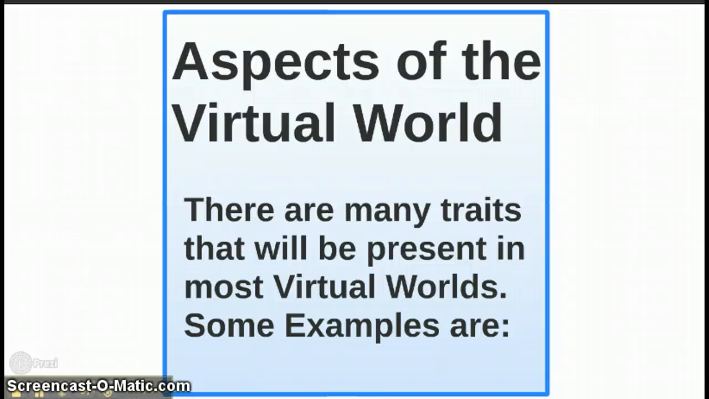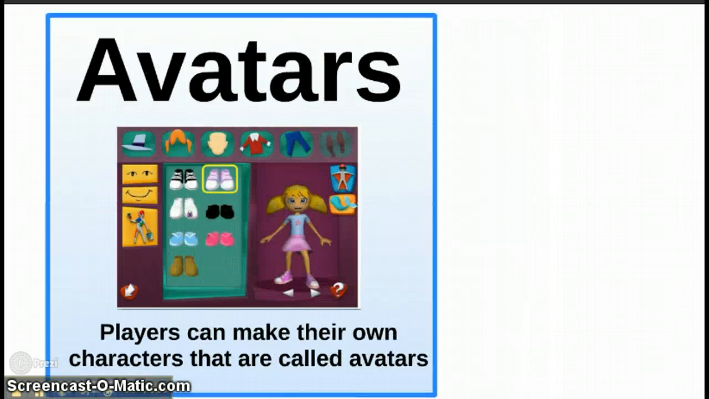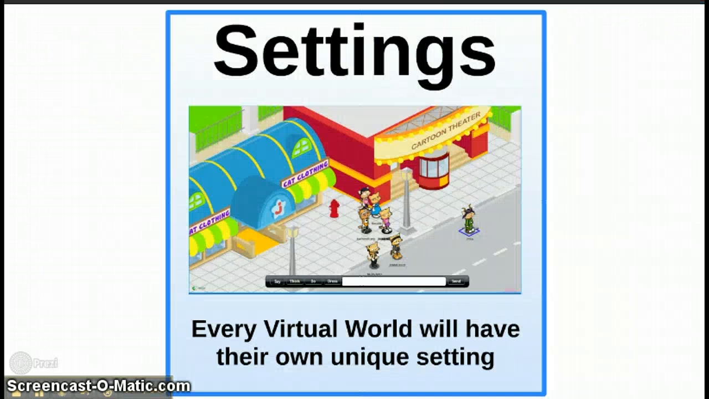Aspects of a virtual world. There are many traits that will be present in most virtual worlds. Here are some examples. Avatars. Players can make their own characters that are called avatars. Settings. Every virtual world will have their own unique setting.